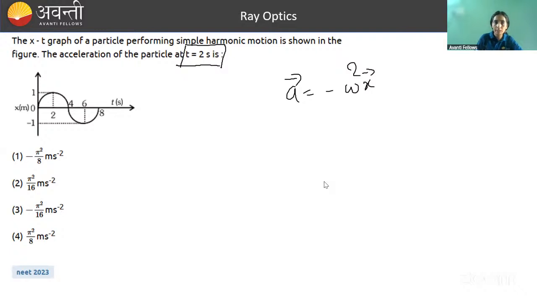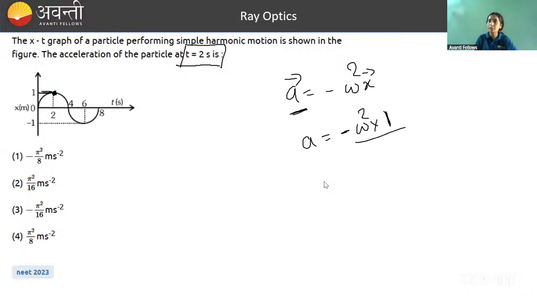Minus omega square x. T equal to 2 second की बात हो रही है. So if you talk about t equal to 2 second, displacement is this, right? This is the displacement. Displacement is positive, right? X equal to 1. That is positive displacement. So acceleration has to be negative. Done है. So a is equal to आप क्या लिखोगे? Minus of omega square. X का value at t equal to 2 second is how much? 1. So यहाँ मैंने 1 रखा.